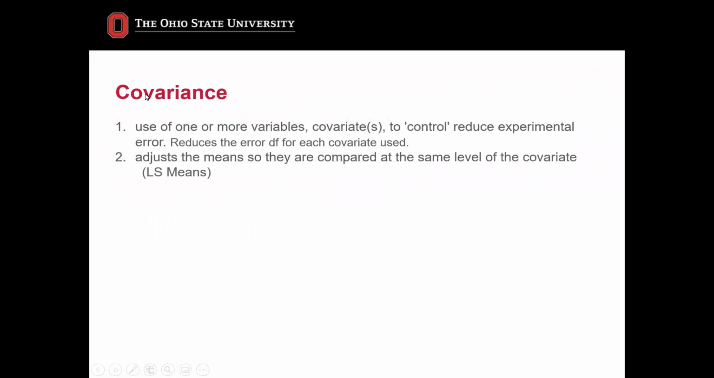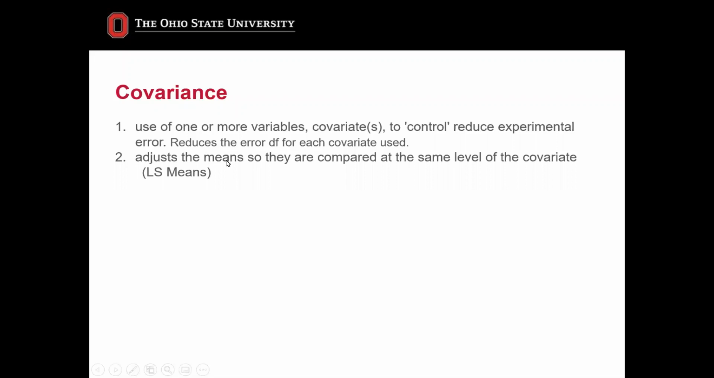Just as a refresher, we will use covariance for two possible situations. We can use one or more variables, we call these covariates, to control or reduce experimental error. When we reduce the experimental error, we reduce the error degrees of freedom and have a better chance of a higher F value and a significant effect for our treatment effect.